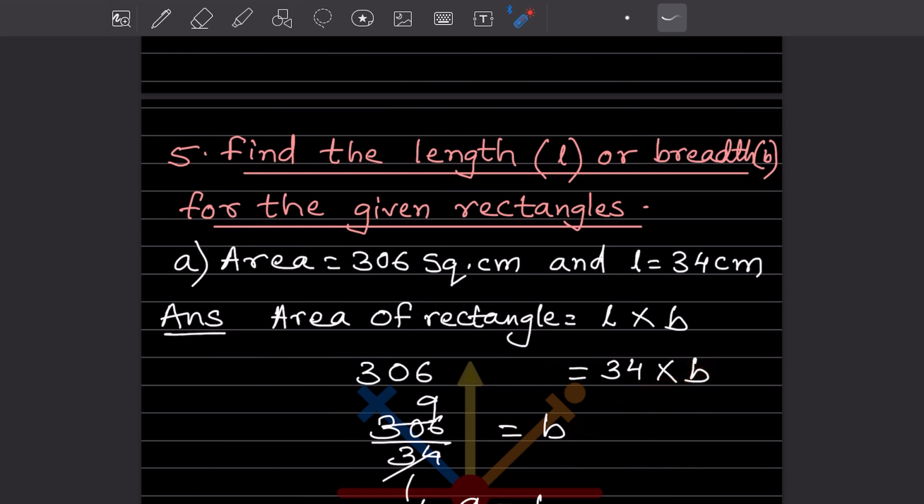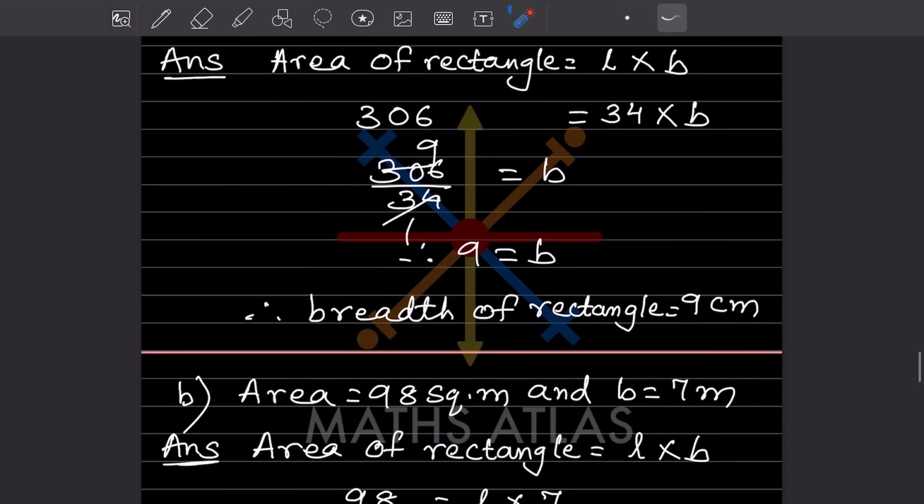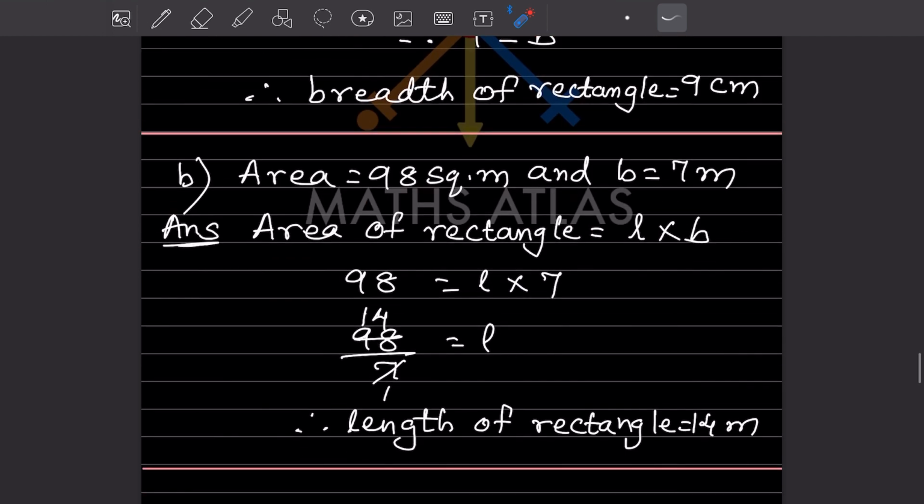So now what are you going to do? You are going to divide 306 by 34, and then you just divide and see, you get the answer as 9. So the breadth is 9. So we can write here breadth of rectangle is 9 centimeter.